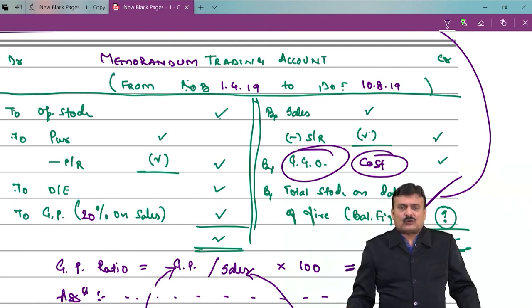Okay, so the concept for loss of stock is coming to an end. Go through the theory, then we start with the practical sums. Thank you very much, students. Thank you.